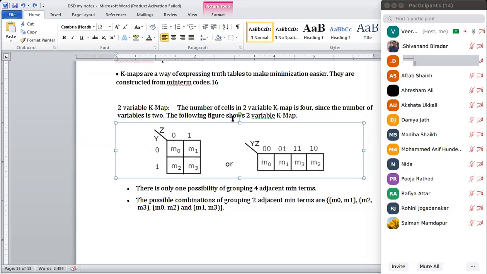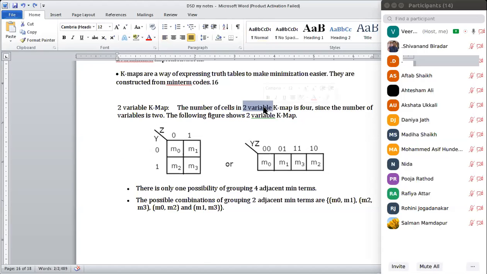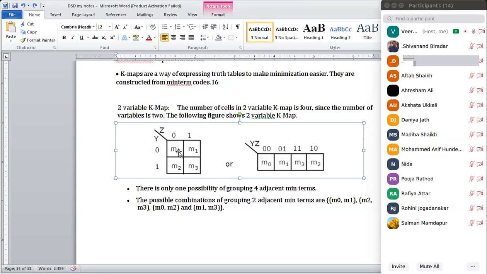For how many variables? For a 2 variable K-map. Understood? For a 2 variable K-map, I'll be having 4 cells. As I am going to get 4 combinations, 1 cell for 1 combination. So I'll be getting 4 cells like this. Either I can go column wise or row wise or like a square like this. You can see here. Okay, what are the inputs?